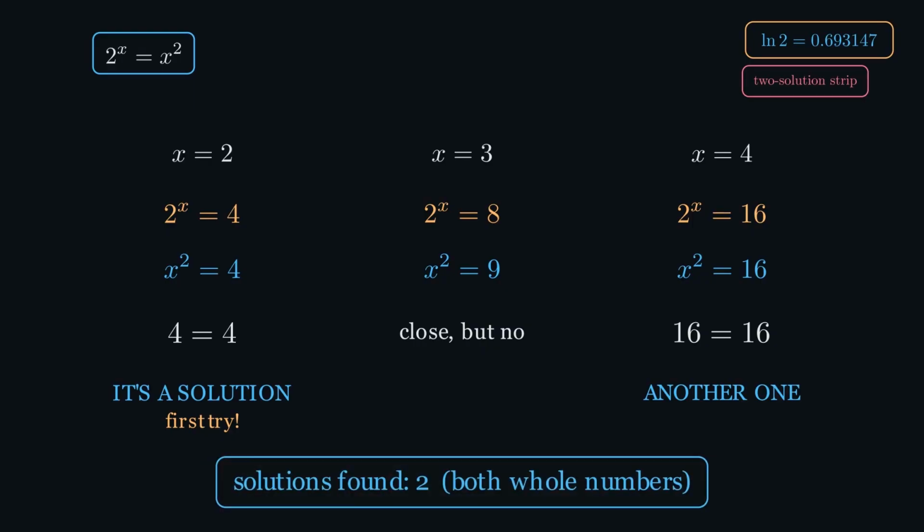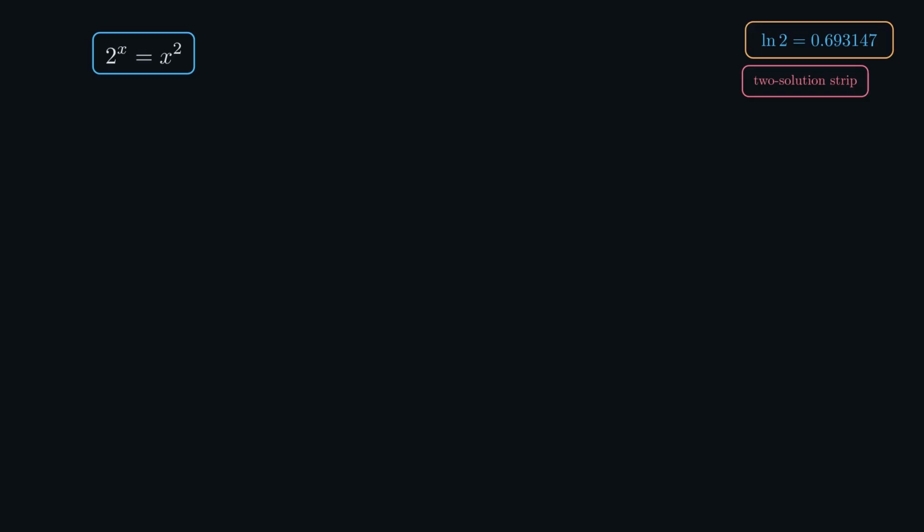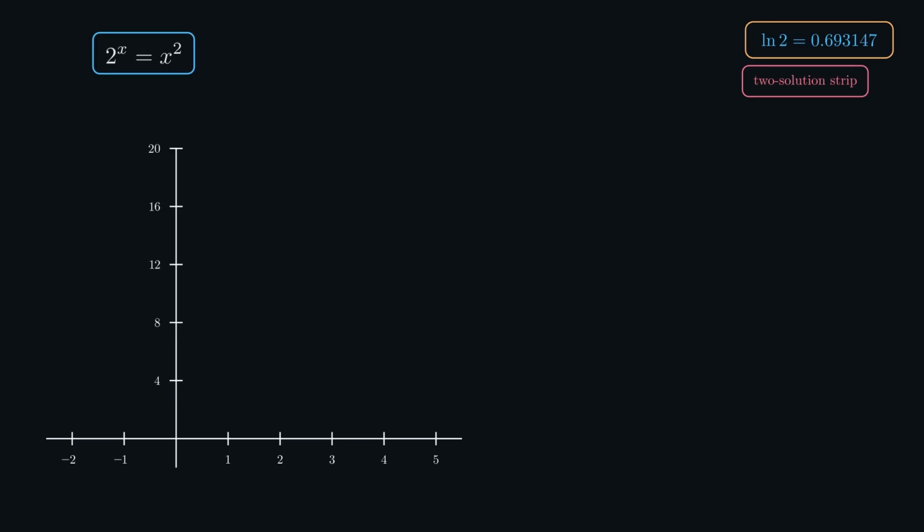So, done? Something's itching, though. Puzzle 1 taught me these mixed equations, polynomial fighting exponential, hide their structure. Let me at least look at the whole battlefield before declaring victory. Picture both curves, the parabola x squared, the exponential 2 to the x. For big positive x, the exponential wins. It always wins eventually. They cross at 2 and at 4, fine.